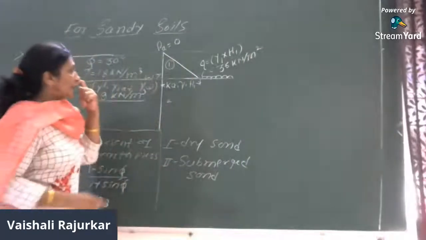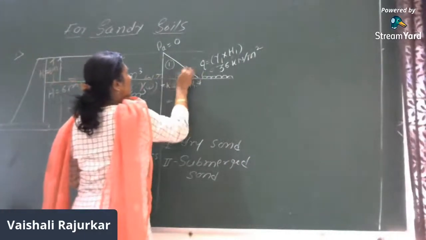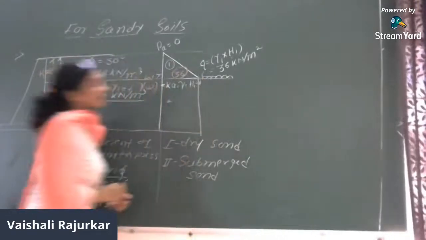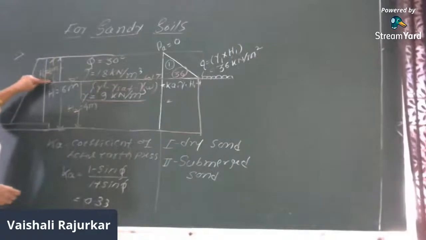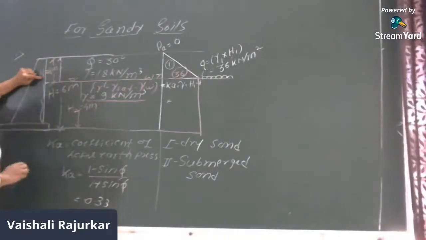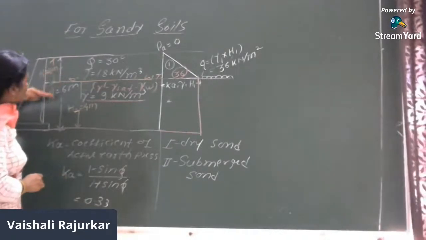Right? So this uniformly distributed load having the same intensity over here will therefore be uniformly acting throughout the depth. And this surcharge we have placed over here, so this part of the wall will carry the load of the surcharge, which will be the same throughout the depth.